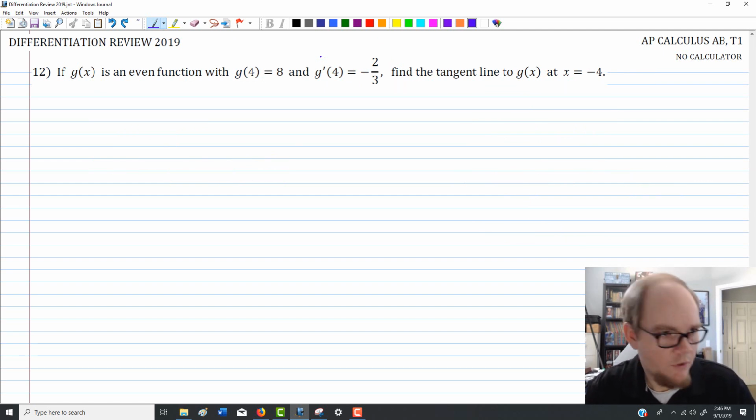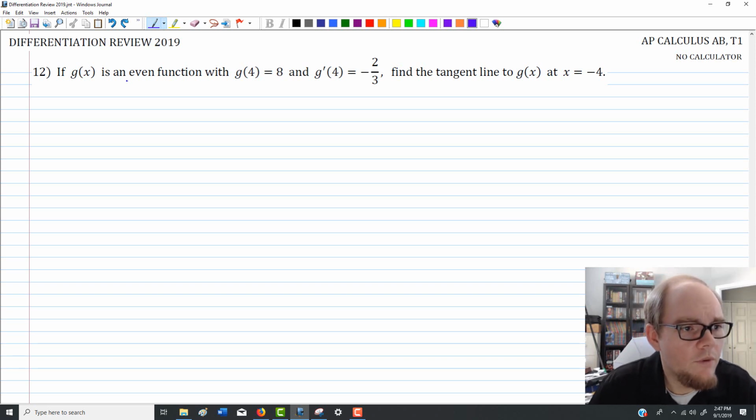Next, that moves us to question number 12. So question number 12 is a new one, and I haven't done the work here on this, so I'm going to attempt this just like I would looking at it with fresh eyes. It says that g of x is an even function with g of 4 equal to 8 and g prime of 4 equal to negative 2/3. It wants us then to find the tangent line to g of x at x equals negative 4.